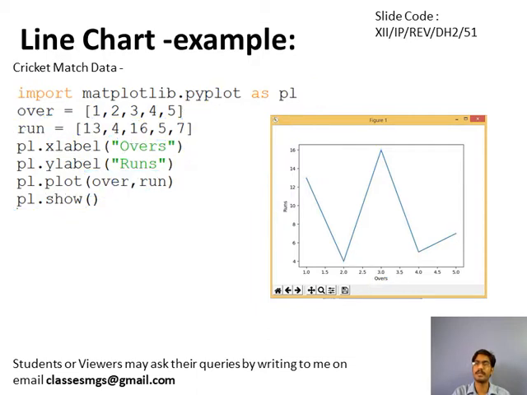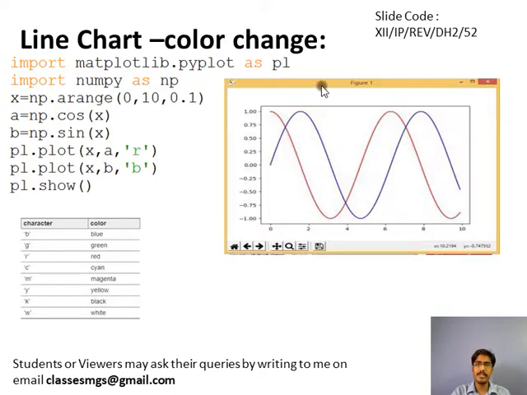Let me move ahead. Now we will see another example to change the color of the line graph, the line chart. First, for that you need to import matplotlib as usual. Now we are drawing the graph of sin x and cos x. In the NumPy array you have the methods np.cos and np.sin to get the values for cos x and sin x for 0 to 10, with a step of 0.1.